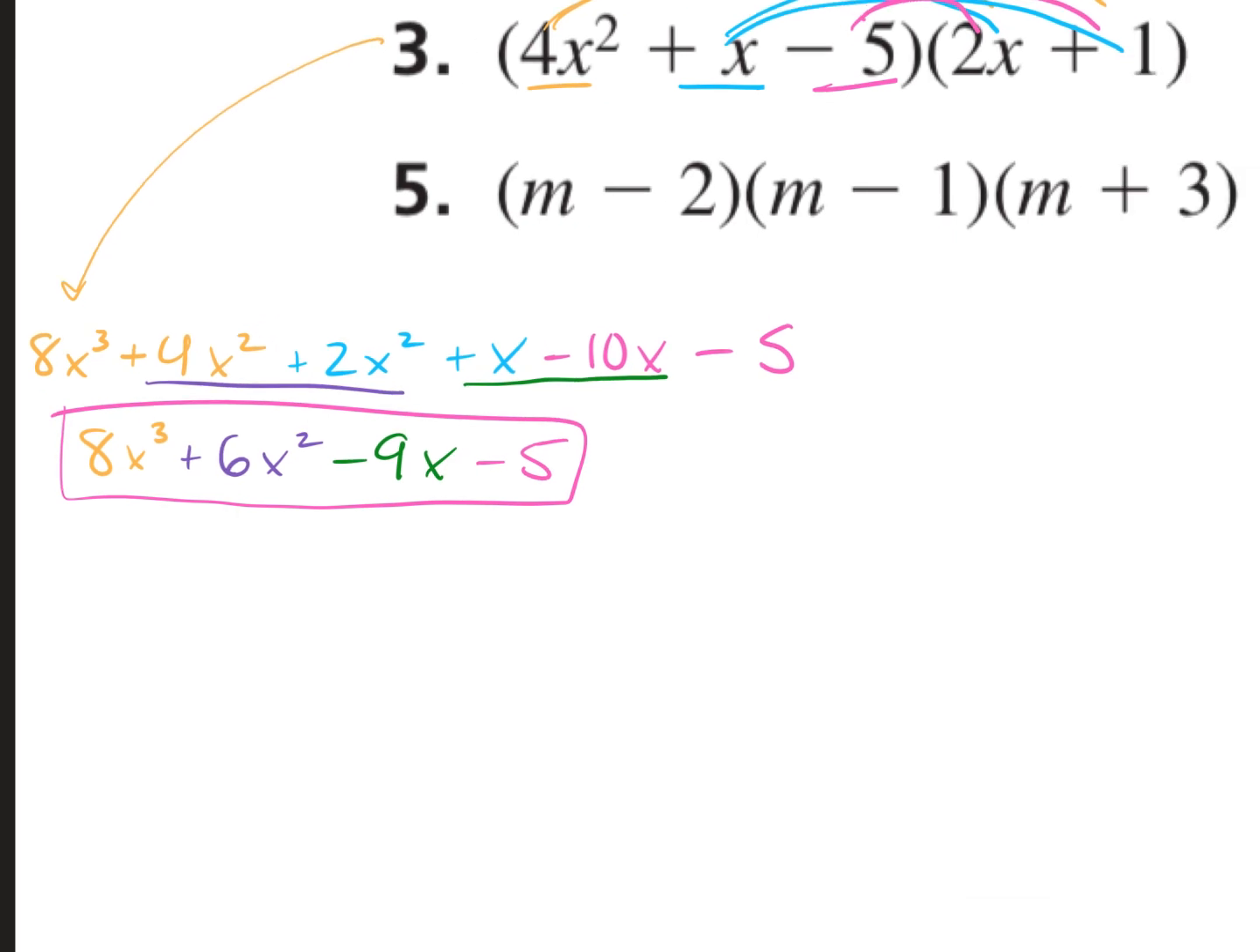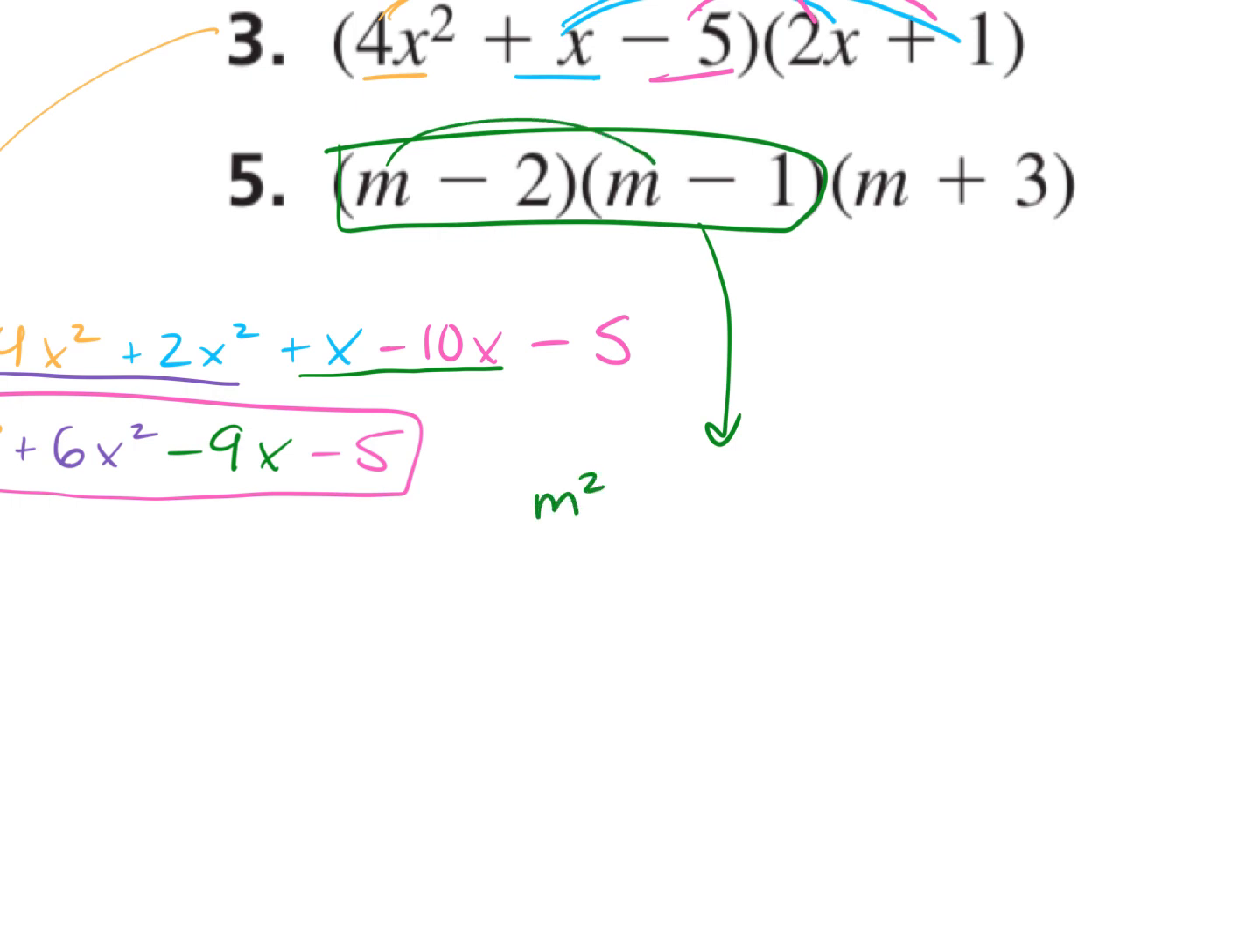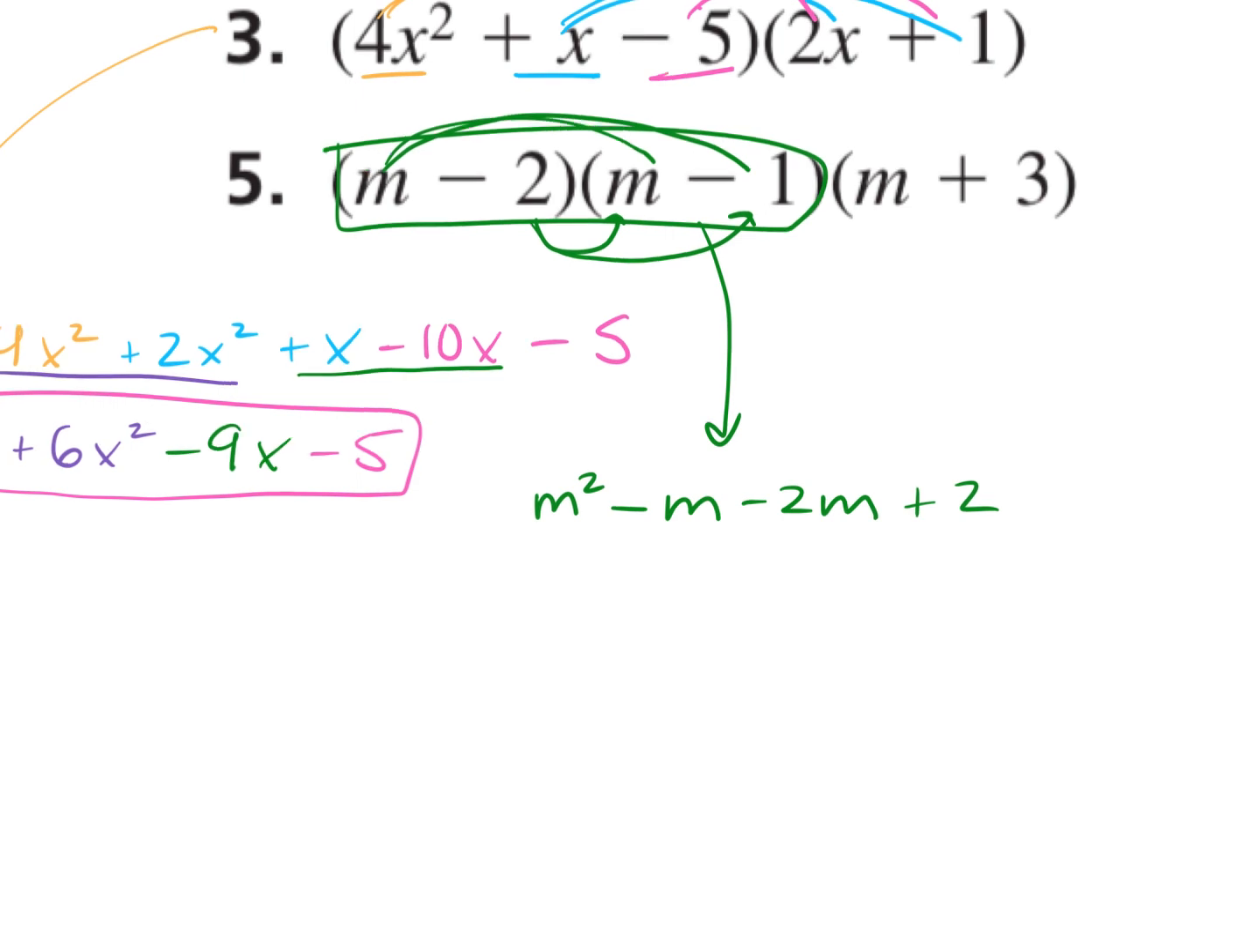Let's do 5 right below it. So for 5, we have 3 binomials. What do I have to do first? Multiply 2 of them together first. So I'm just going to stick with the first 2 and multiply these 2 together. So we get m times m, m to the second power, m times negative 1, negative m, negative 2 times m, negative 2m, and negative 2 times negative 1, positive 2. Perfect.